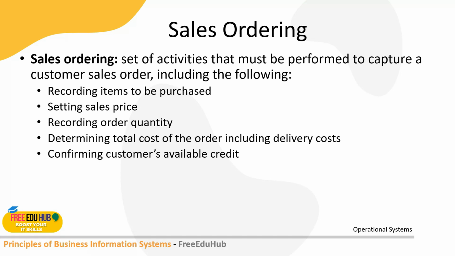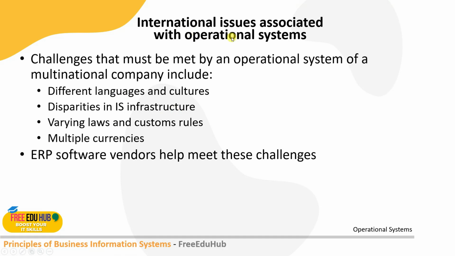Whereas if we are talking about the medical ERP systems, their requirements of managing stocks, etc., is quite limited, where the expiry date of the products is there, etc. So they maintain a minimum quantity of it, and then they keep on ordering the items which are required over a period of time. And the last slide for today is international issues associated with the operational systems.